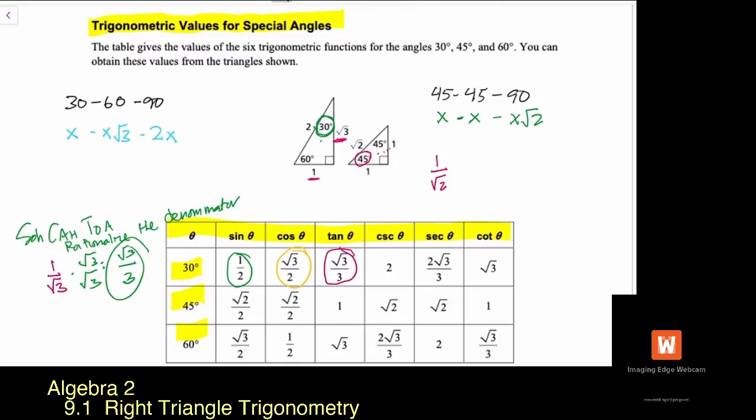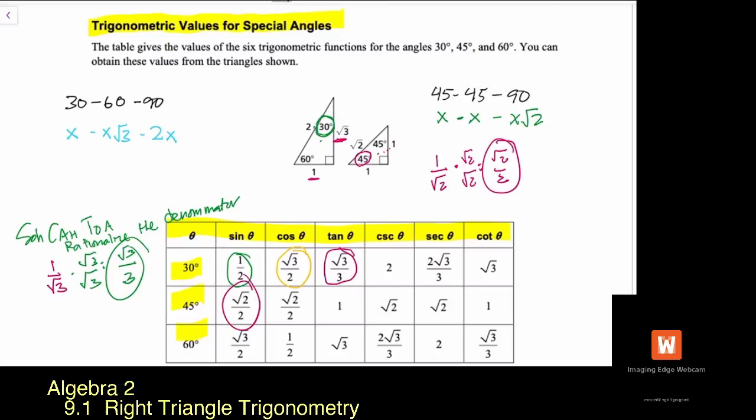I want to go ahead and rationalize. Multiply top and bottom by rad 2, and I got rad 2 over 2 right here. Take a look, it does match up with rad 2 over 2 in our table.